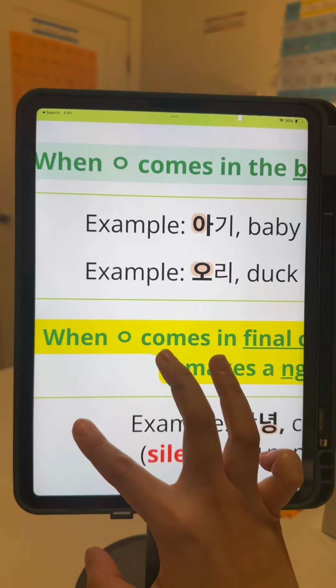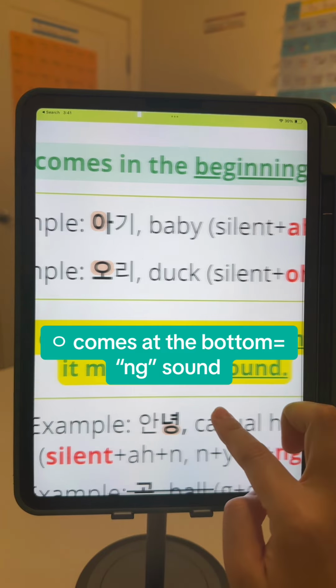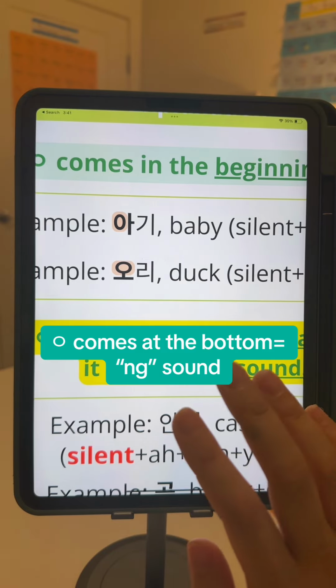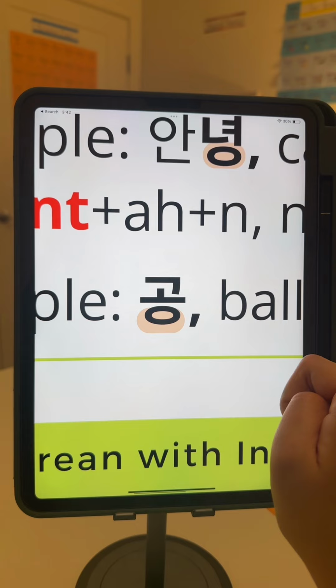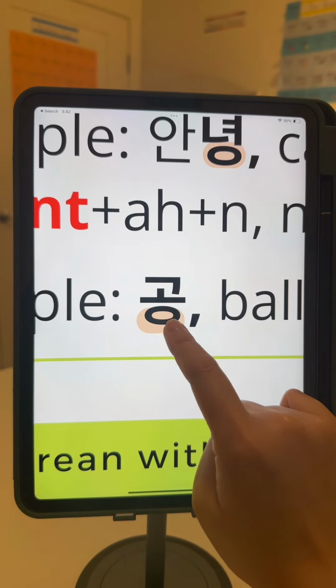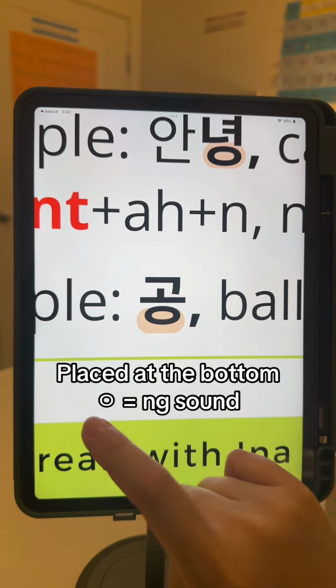But when this character comes in a final consonant, which is 받침, now it's going to make that sound. Let's take a look at this example. Do you notice that this character is not in the beginning? It's at the bottom. Then it's gonna have a sound.